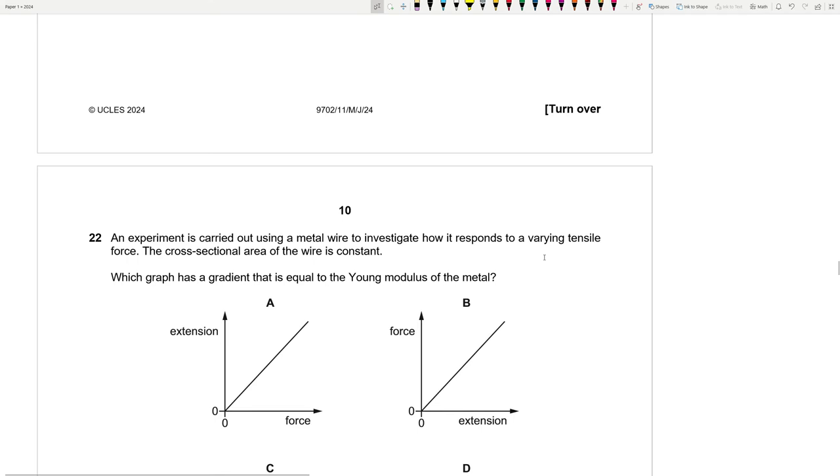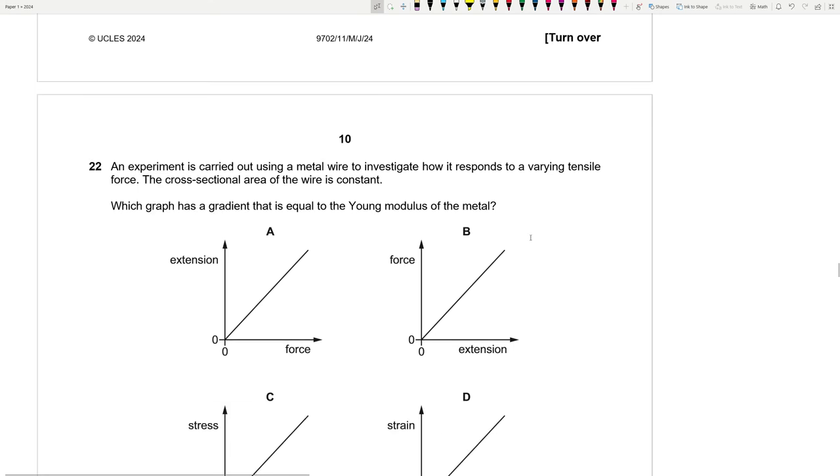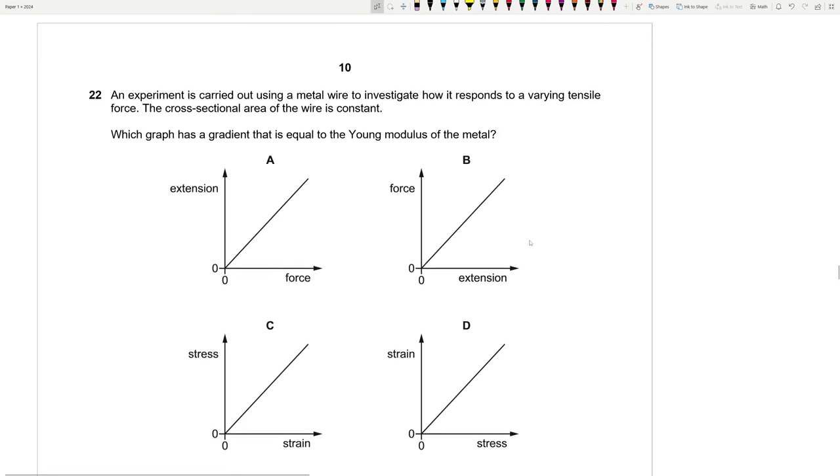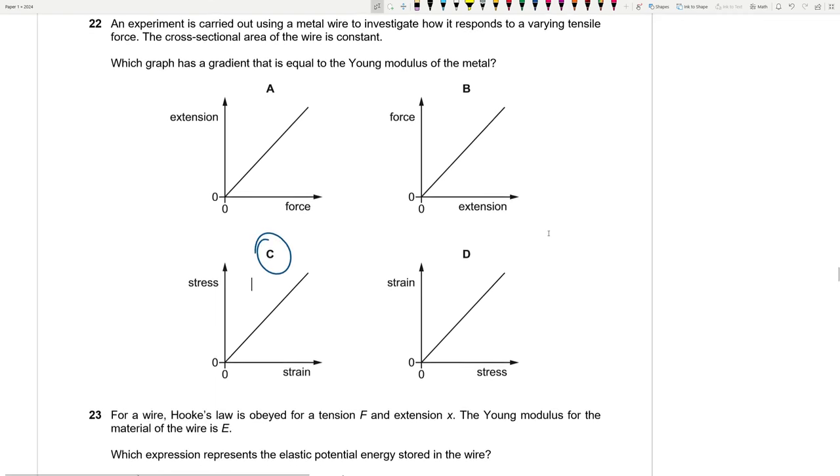22. An experiment is carried out using a metal wire to investigate how it responds to varying tensile force. The cross-section area of the wire is constant. Which graph has a gradient that is equal to the Young modulus of the metal? We know that Young modulus is equal to stress by strain. So the correct answer is C.